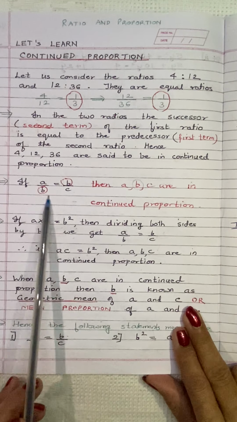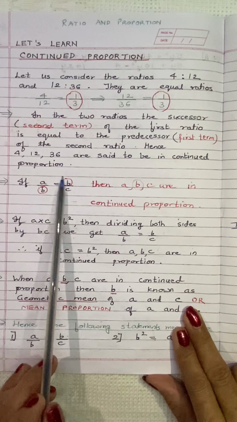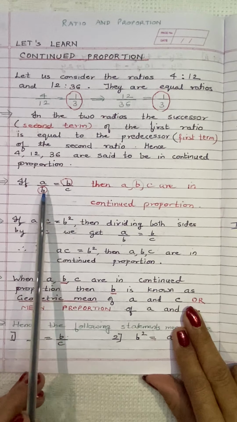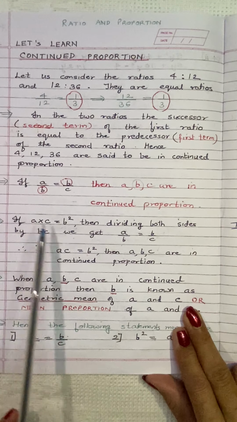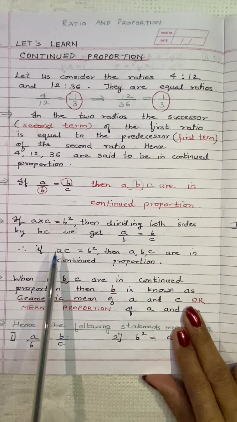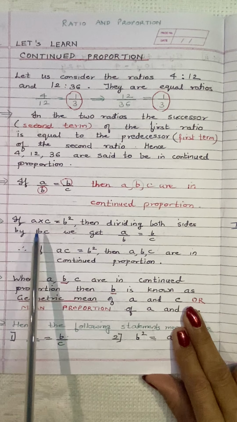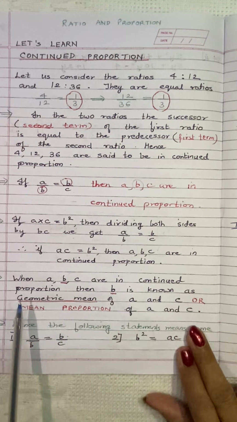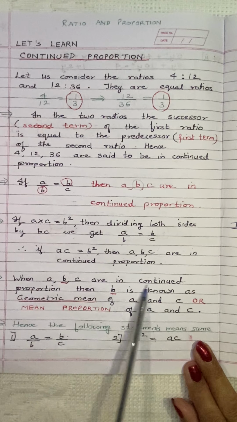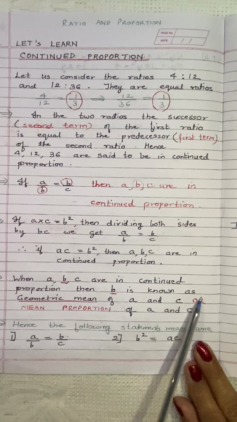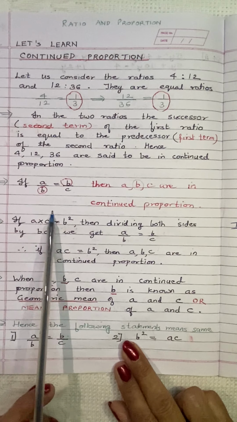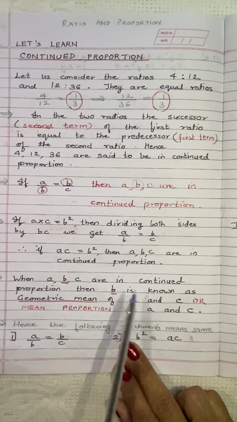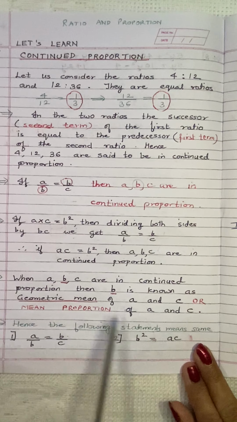If you look at the expression, you will understand that this is in continued proportion because A upon B is equal to B upon C. Or if you are getting AC is equal to B square, it means the ratios are in continued proportion. So when A, B and C are in continued proportion, then B is known as the geometric mean, that is, this middle term B is known as the geometric mean or mean proportion.